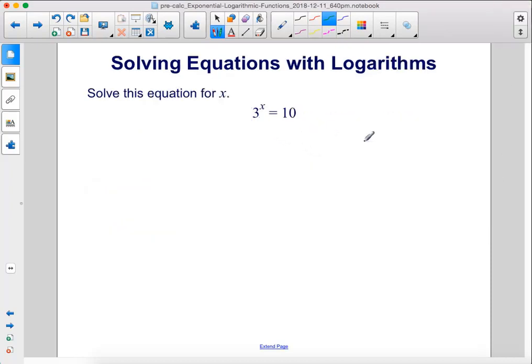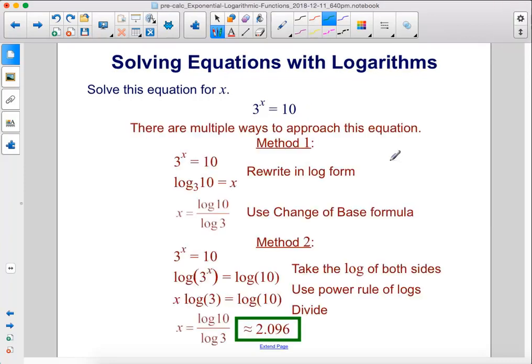Solve this equation for x. There are multiple ways to approach this question. Method 1. Rewrite in log form. So we have 3 to the x equals 10, which can be rewritten in this form. Log base 3 of 10 equals x. Then we can use the change of base formula. x equals the log of 10 over the log of 3, which you can do in a calculator.